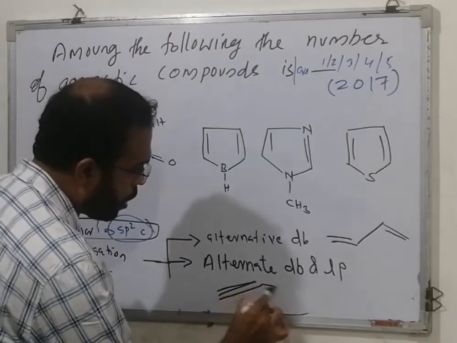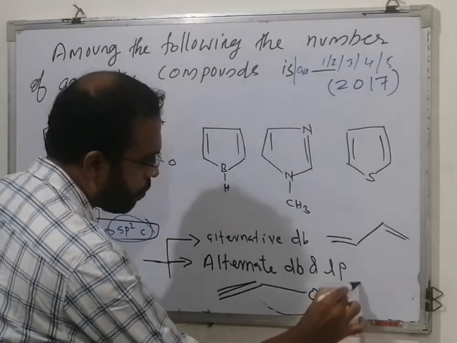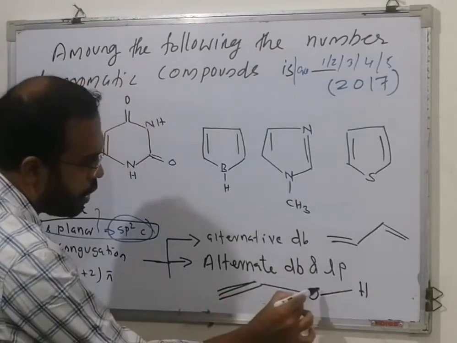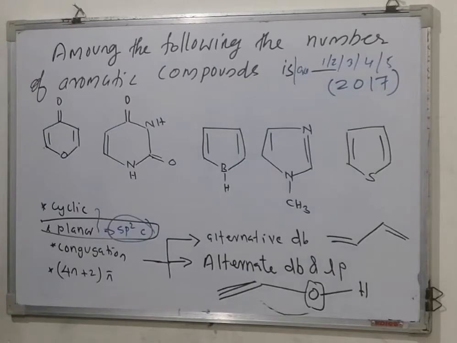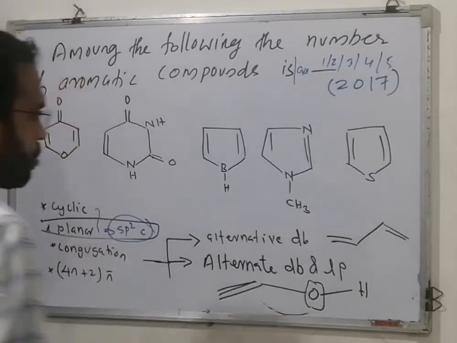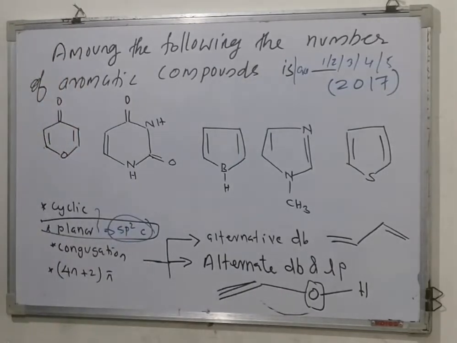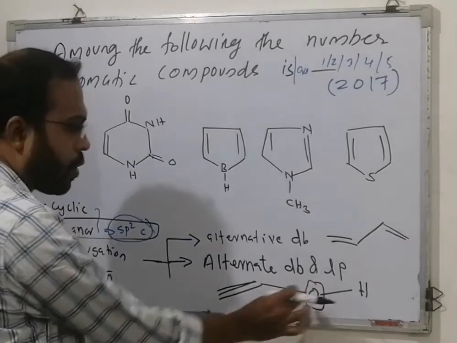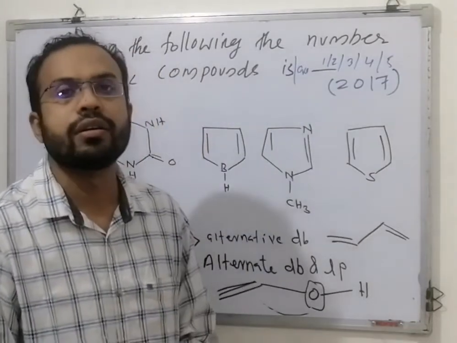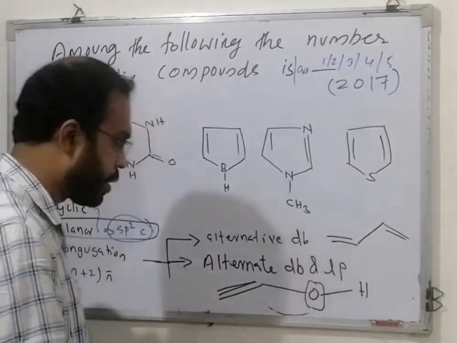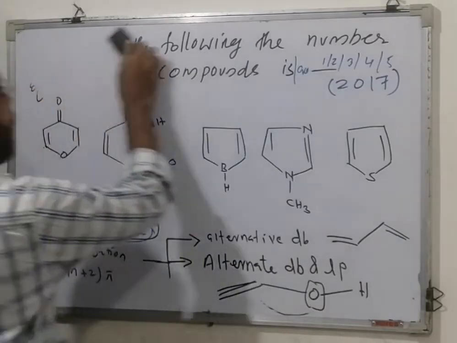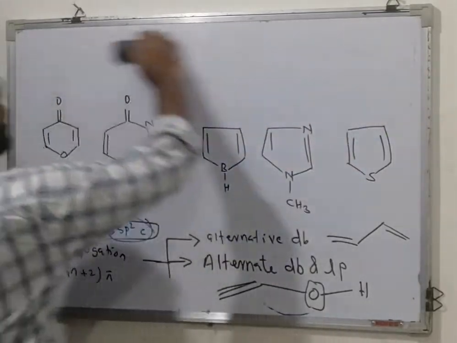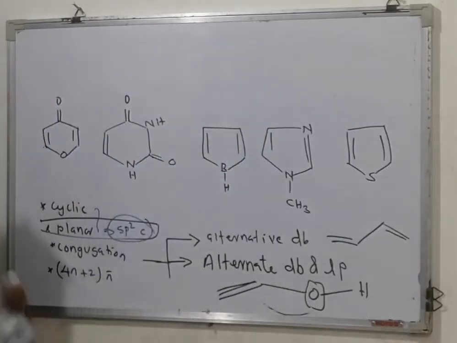I will tell you one point. Suppose you have a molecule like this, a double bond, a lone pair. Here oxygen. Heteroatoms. Alternate double bond and heteroatoms. If you have a heteroatom at the alternate position, there will also be conjugation. Therefore, I have said alternate double bond or alternate double bond and lone pair.